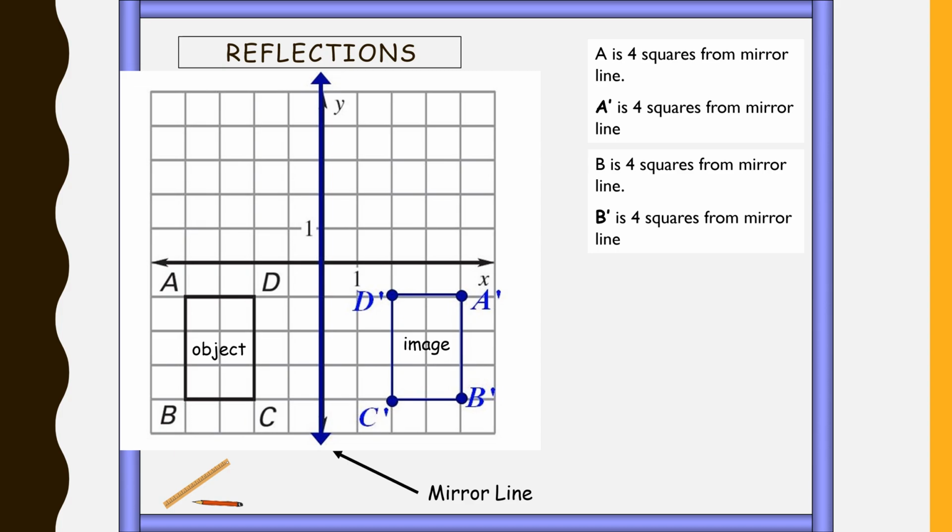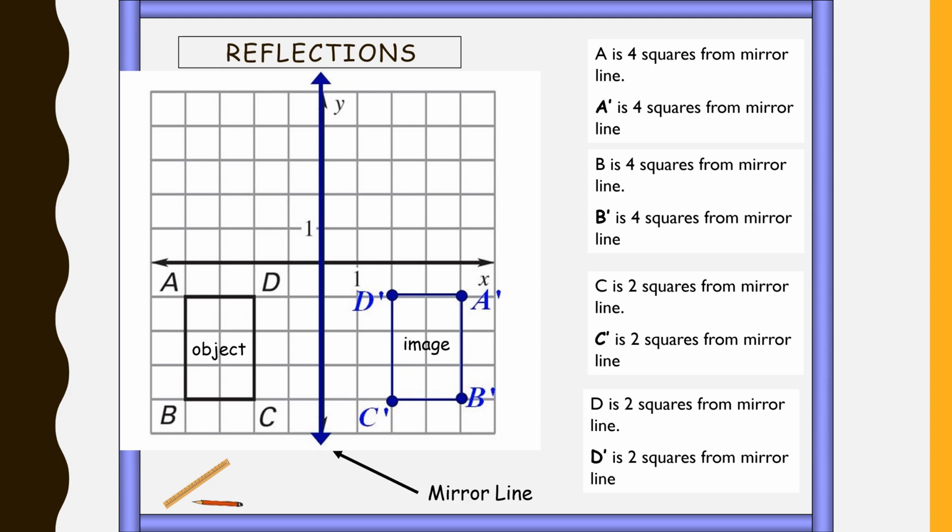B is 4 squares from the mirror line as well, and B prime, which is the image, is 4 squares from the mirror line. C is 2 squares from the mirror line, 1, 2, and also C prime is 2 squares from the mirror line. D is 2 squares from the mirror line, and D prime is 2 squares from the mirror line. So whenever you're given a shape, you can do well to label the vertices so you can count for the object to the mirror line, and you count also for the image to the mirror line, you should have the same distance.